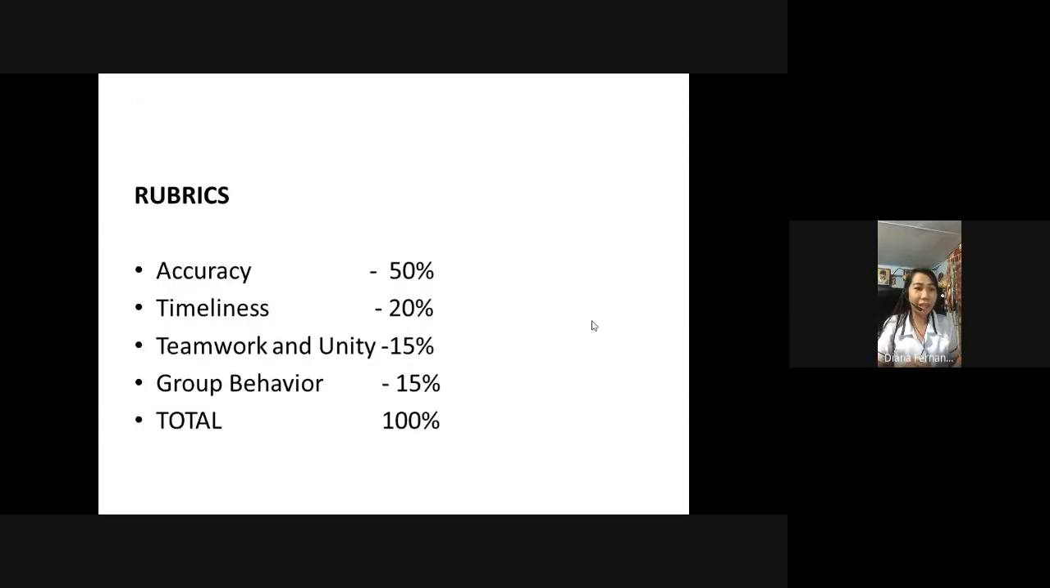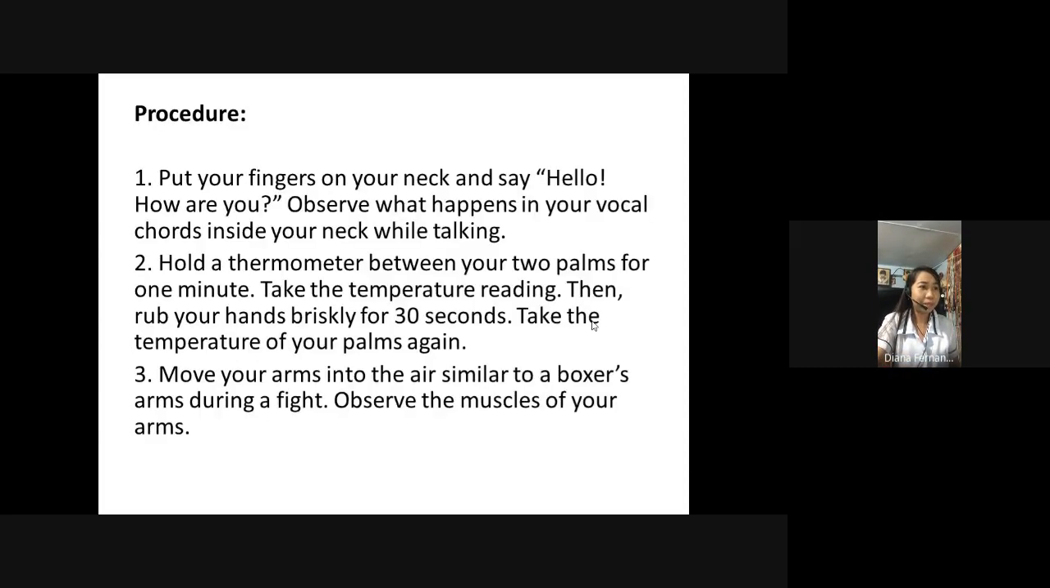And you will be marked according to the rubrics here. We have 51% for accuracy, 21% for timeliness, teamwork and unity 15%, group behavior is 15%, and a total of 100%. So you are going to group yourselves into five. Siguro mga 5 minutes. After 5 minutes, let me know your groups.